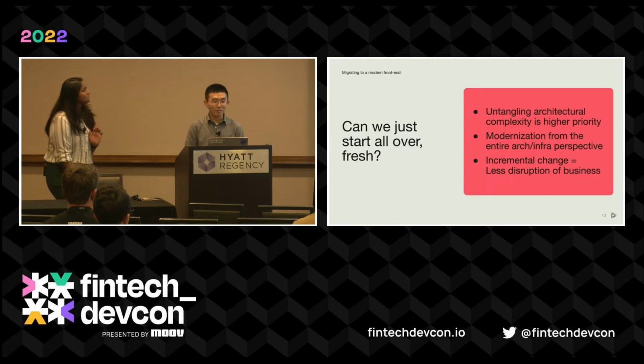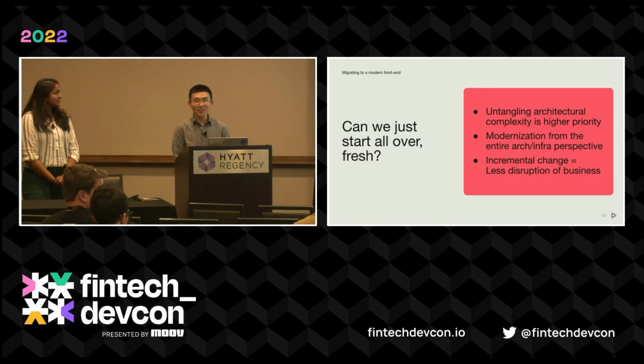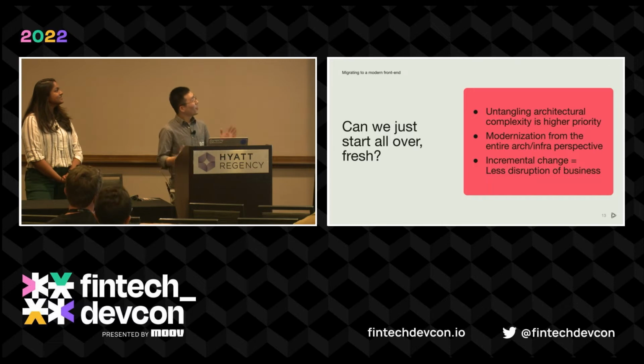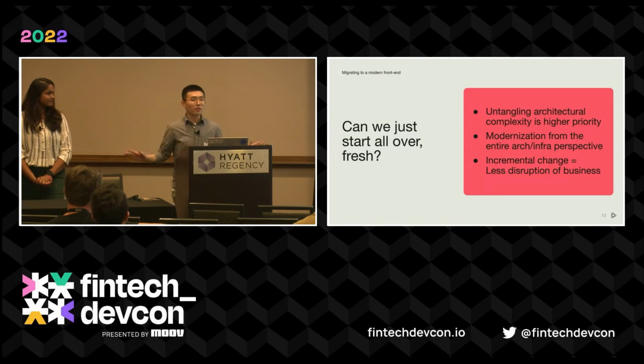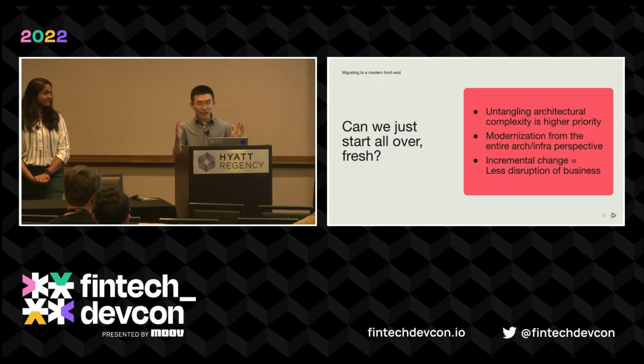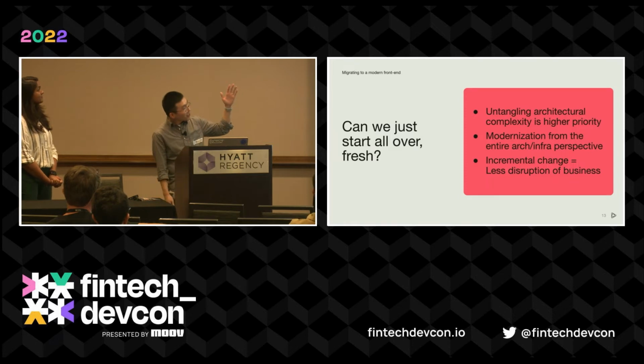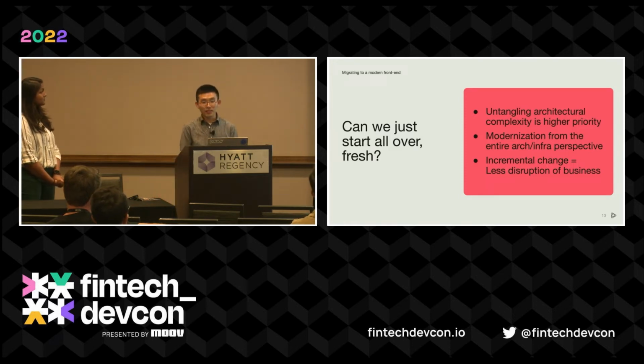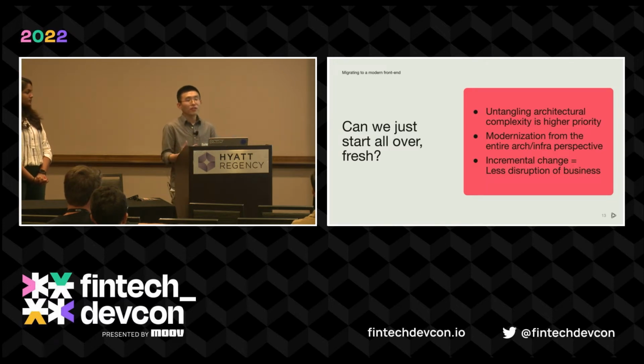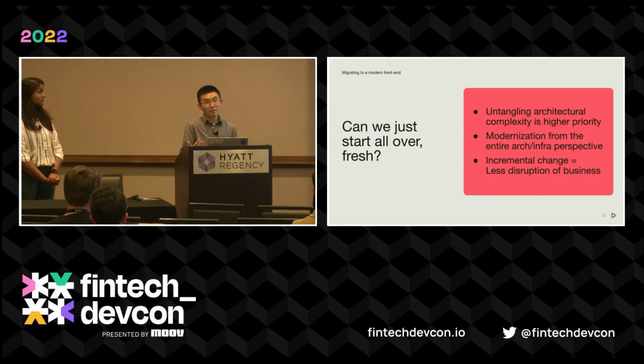All right, so let's jump into now the technical details of how we executed all this. Everyone could come up with this simple question: can we just start all over, fresh? Well, to that question, we came up with these 3 bullet points as our answer. The first thing is untangling architectural complexity in your tech stack as a whole, a holistic view, is always a higher priority. You can always start fresh, but it may or may not really untangle the architectural complexity you have. You may actually add to it.